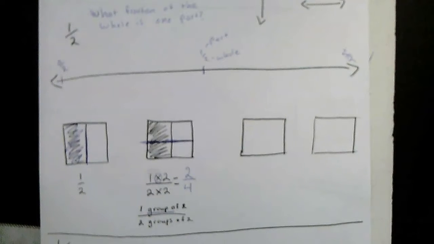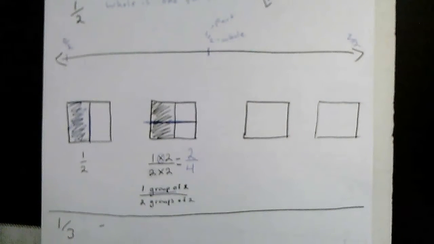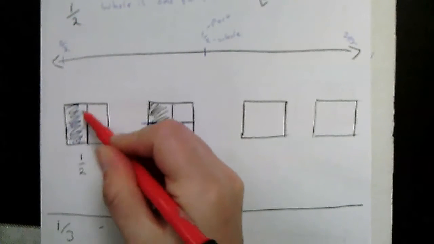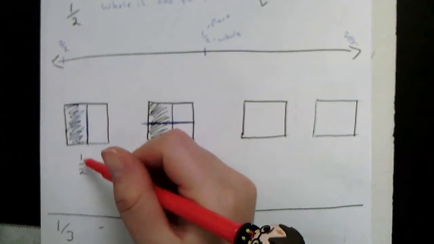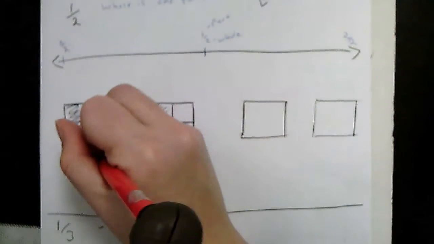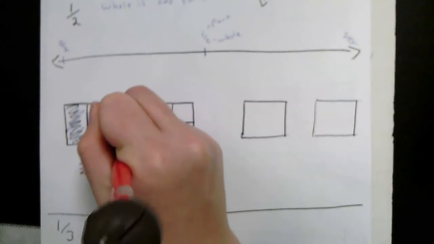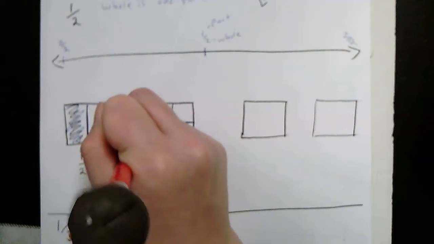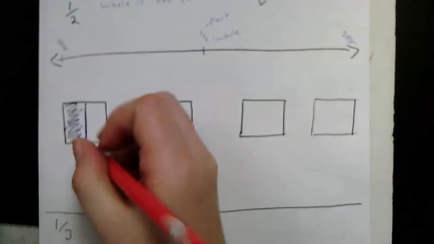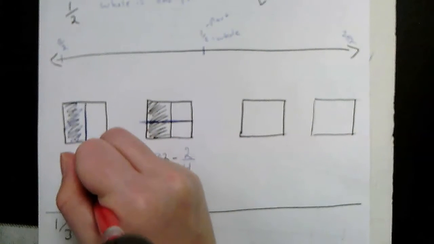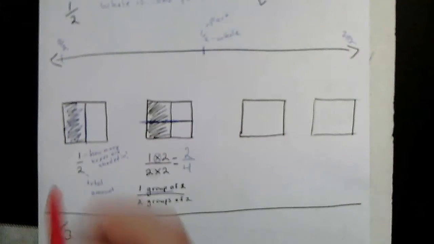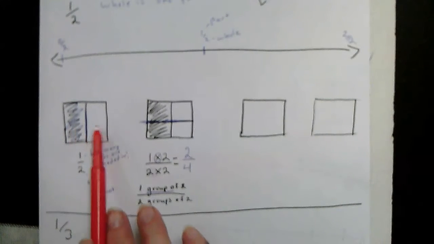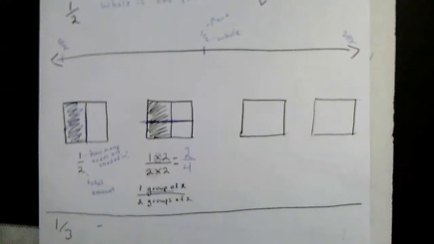Now, this might be a little bit confusing right now, but a way of understanding it a little bit easier is when I look at this half, I see that I have one part shaded in. There's just one box shaded in, and that is my numerator. So it's kind of like my numerator is how many boxes are shaded in. But this bottom number here tells me the total amount of boxes. It doesn't matter if they are shaded in or not, it's just how many total boxes I have. So I have 1, 2 boxes right here. And that's why I have a denominator 2.